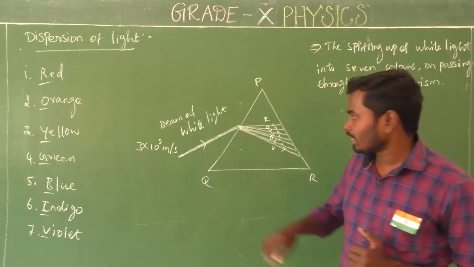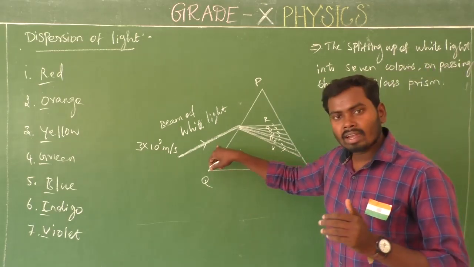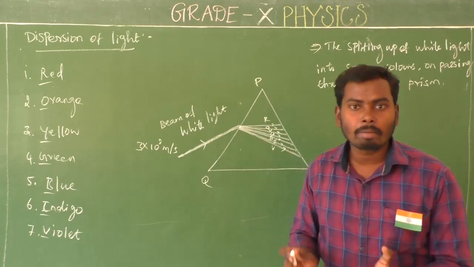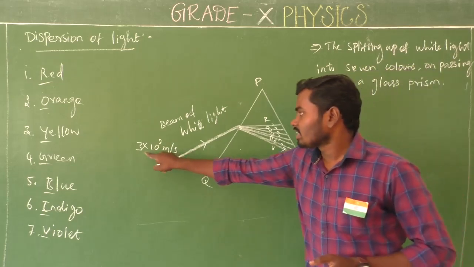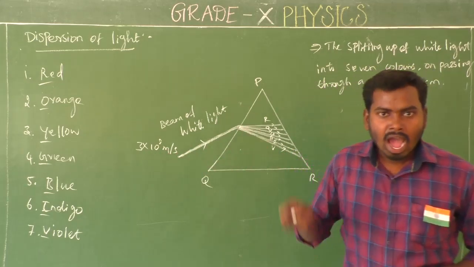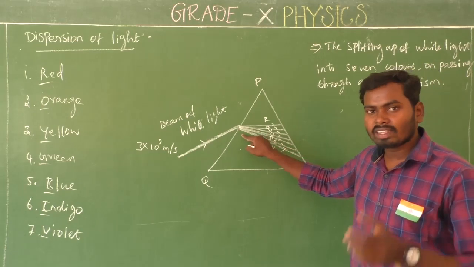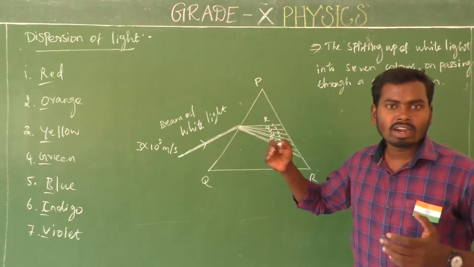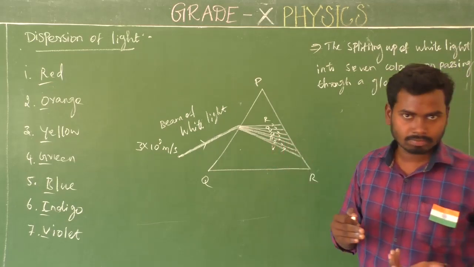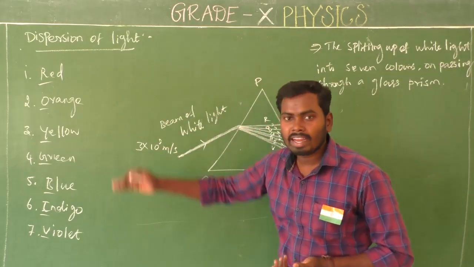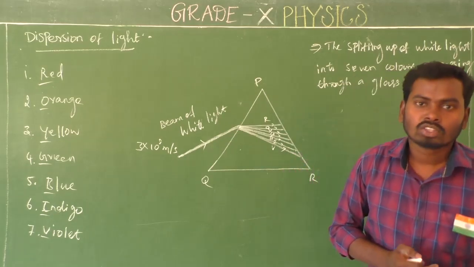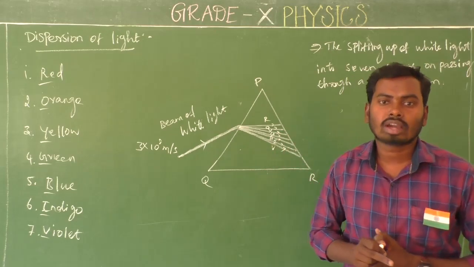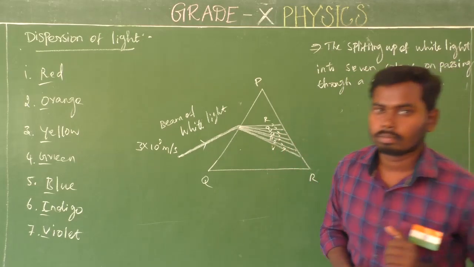So what is the conclusion here? When the white light travels in the air medium, the speed of all the constituent colors remains the same, that is 3 into 10 to the power 8 meters per second. But at the moment they hit the surface of the glass prism, the speed of the different colors changes. Is it clear? So that is the reason why white light splits into 7 constituent colors. It's very simple.